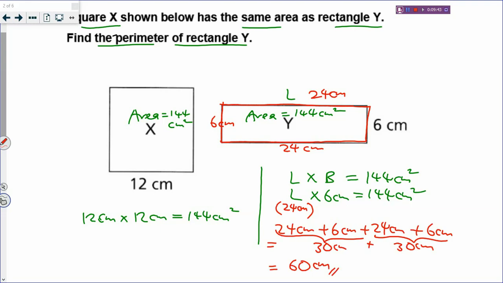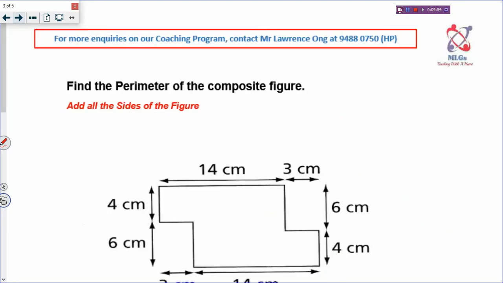Okay, and that's how you get the perimeter of rectangle Y. Okay, so not that hard. You just have to write out the formula and then use the formula to work out the answers. Okay, let's go to the next one.